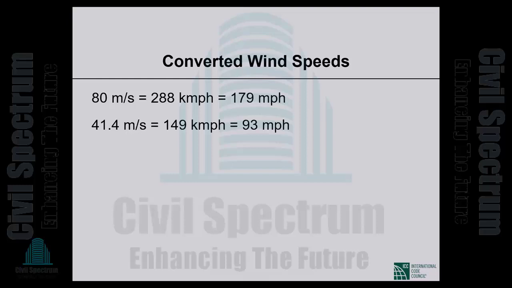On that map, the wind speeds are in meters per second, which I have no idea of. You tell me 80 meters per second doesn't mean anything to me. So the range of wind speeds on that map is from a low of 41.4 meters per second to a high of 80 meters per second in the cyclone prone regions. 80 meters per second is 288 kilometers per hour, which is 179 miles per hour. That's a number I understand. And 41.4 meters per second is 149 kilometers per hour, which is 93 miles per hour.